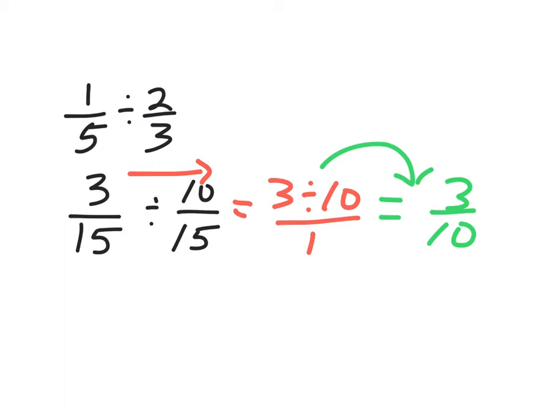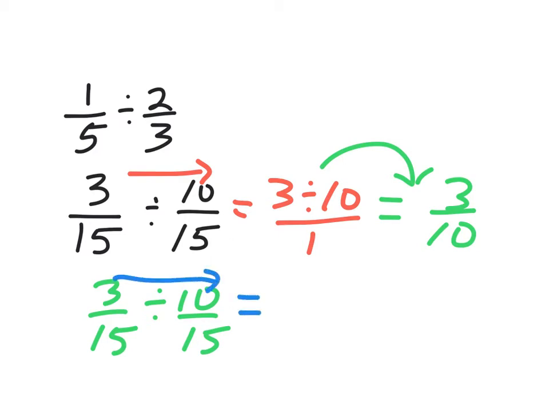So what that would look like, again, I would be doing 3/15 divided by 10/15. You can technically ignore the denominator and just divide across on your numerator and express it as 3 divided by 10.